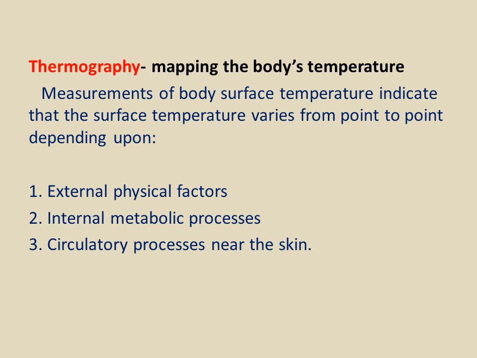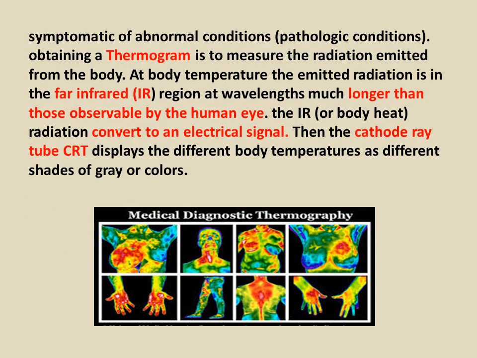Thermography. Mapping of the body's temperature. Measurement of body surface temperature indicates that the surface temperature varies from point to point depending on: 1. External physical factors, 2. Internal metabolic processes, 3. Circulatory processes near the skin, and 4. Symptoms of abnormal or pathologic conditions.